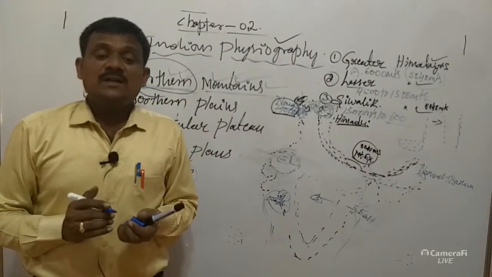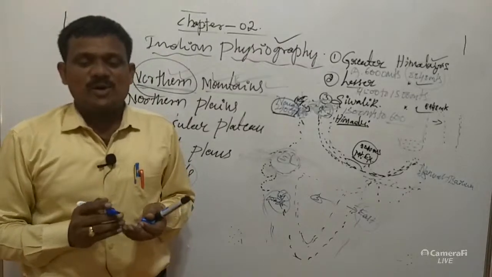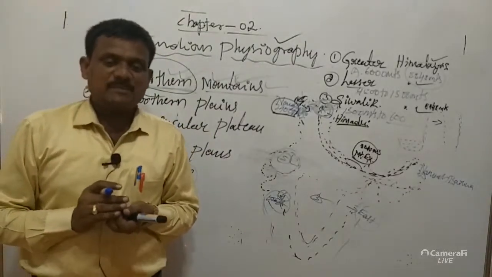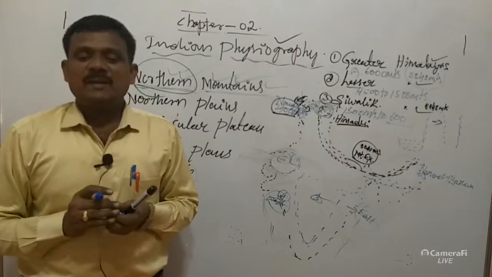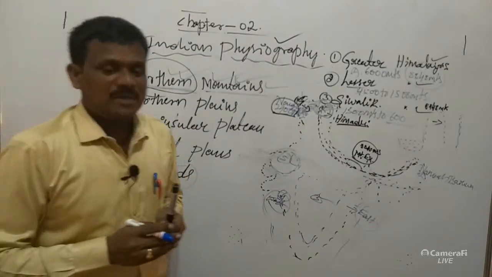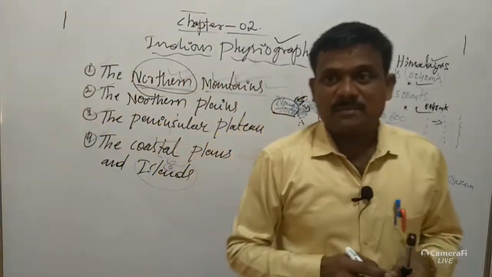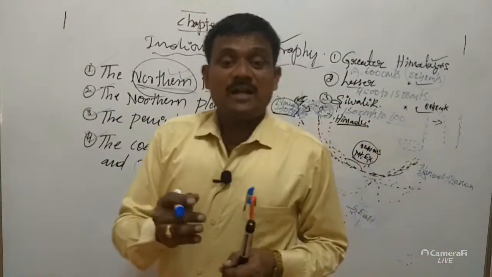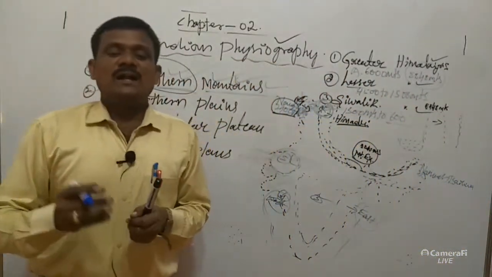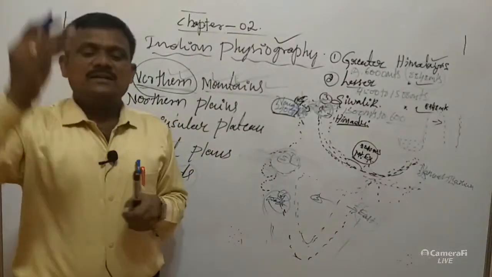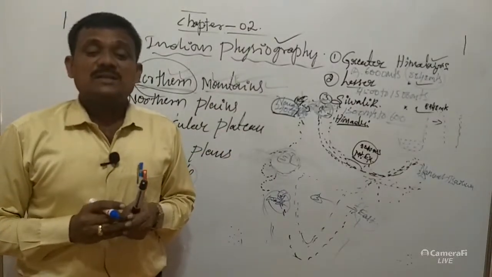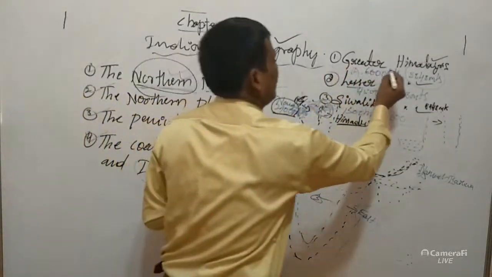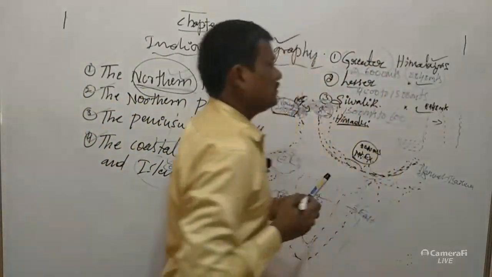The Greater Himalaya is also called by different names in particular areas. For example, in Nepal it is Sagarmatha. Suppose they ask this in the main examination: which area, which country? The Nepalis call the Great Himalaya Sagarmatha.